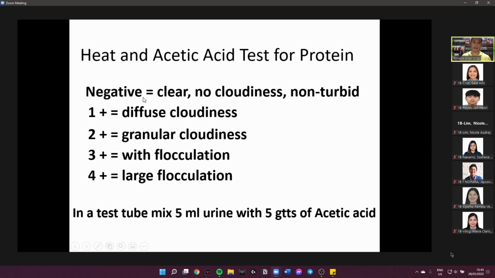So you report it as negative if you have clear, no cloudiness, no turbidity. So that's negative for protein. Diffuse cloudiness is +1, granular cloudiness is +2, with flocculation is +3, and if you have really large flocculations, that's +4.